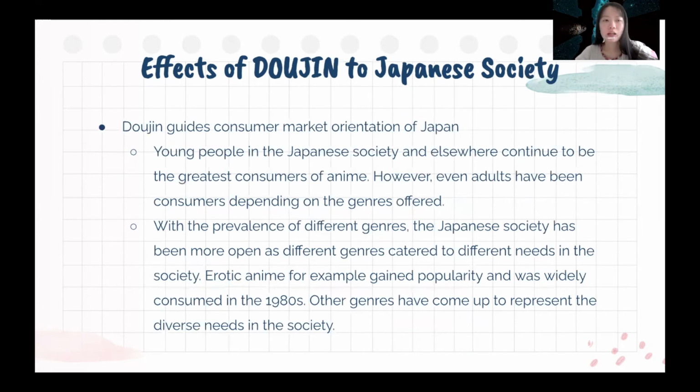And for the second point, doujin guides the consumer marketing orientation of Japan. Young people in Japanese society and elsewhere continue to be the greatest consumers of anime. However, even adults are consumers depending on the genres offered. With the prevalence of different genres, Japanese society has become more open as different genres cater to different needs in the society. While erotic anime, for example, gained popularity and was widely consumed in the 1980s, other genres have come up to represent the diverse needs in the society.